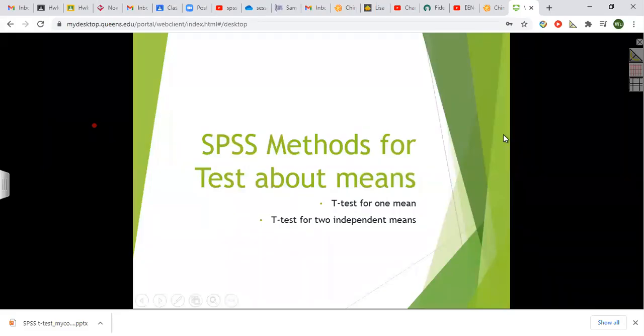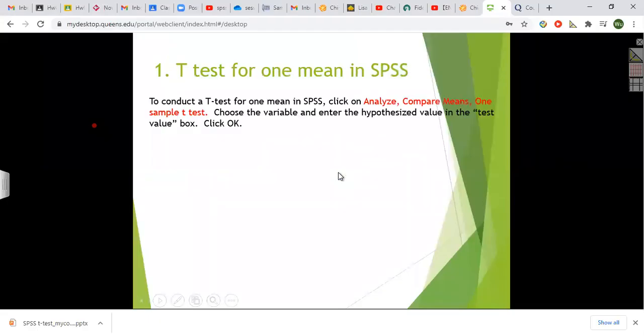Okay. Hi, everyone. In this section, we'll be talking about the SPSS method for test about means. We'll be going through two tests. One is t-test for one mean, and the other test will be t-test for two independent means. These are the ones that we have discussed in the material of this week. Okay, so first of all, we want to talk about t-test for one sample mean.